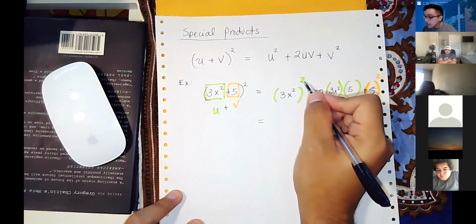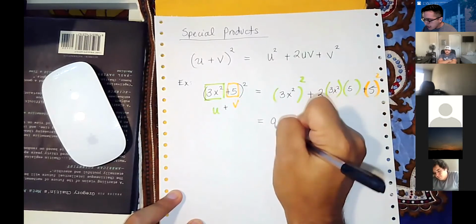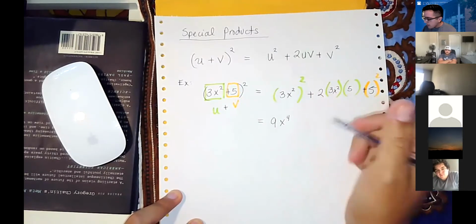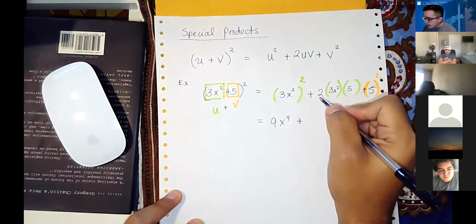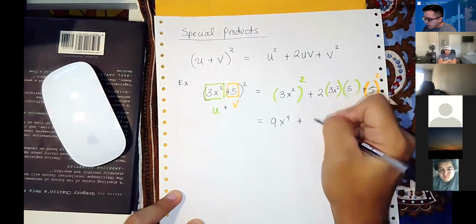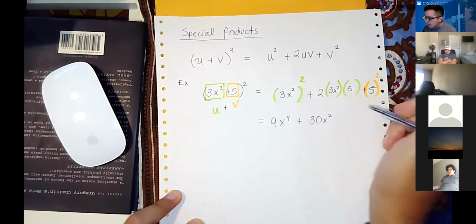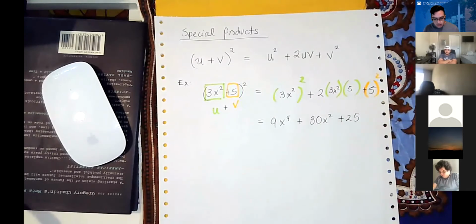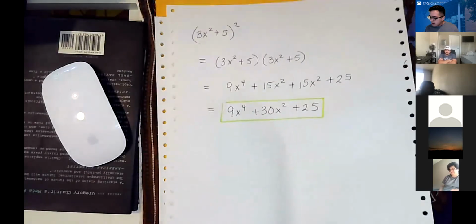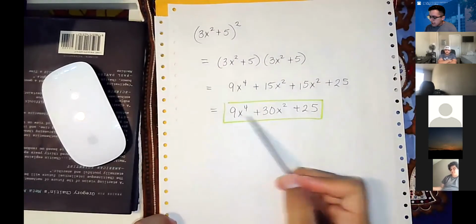3x squared would be 9x to the 4th. When we multiply all of these terms out, we would get 10, 30. So that would be 30x squared. And then this would be plus 25. So if we take a look at what we did there, exact same thing.